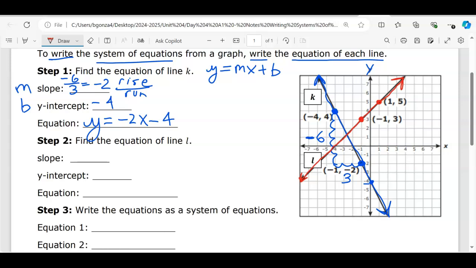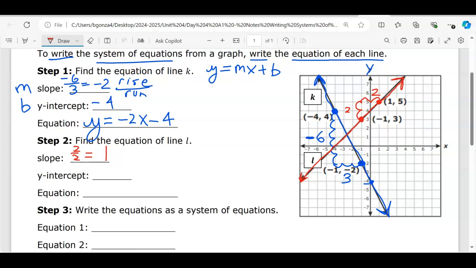Okay, so you're gonna rise on the left, 1, 2. You're gonna run, 1, 2. So the slope is 2 over 2. Hopefully you know that 2 divided by 2, or any number divided by itself, is 1. So basically it goes up 1 over 1, up 1 over 1, which is true.